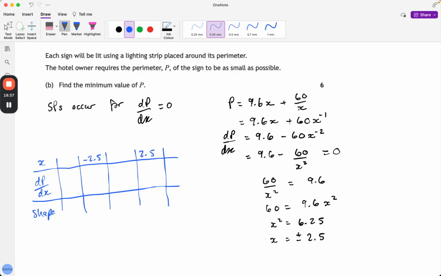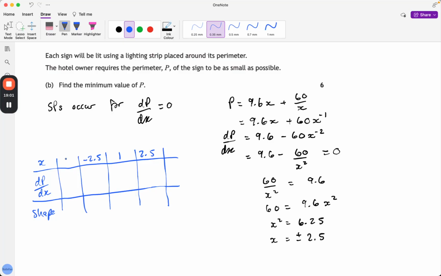So for ease, let me have a look at our dp by dx. So this is an example where, more often than not, I would pick x to be 0, just because it's generally nice when x's can just cancel out. But because we have a division of 0 with our dp by dx, we can't pick 0 as an option there, because 60 divided by 0 isn't defined. So for that reason, I'm just going to pick the number 1, because that's a little bit easier.